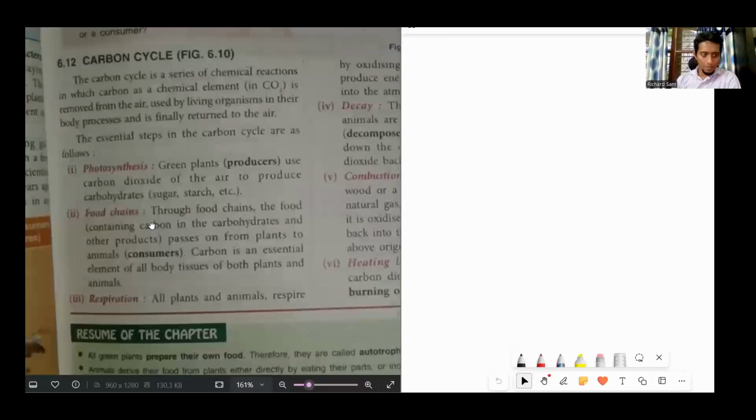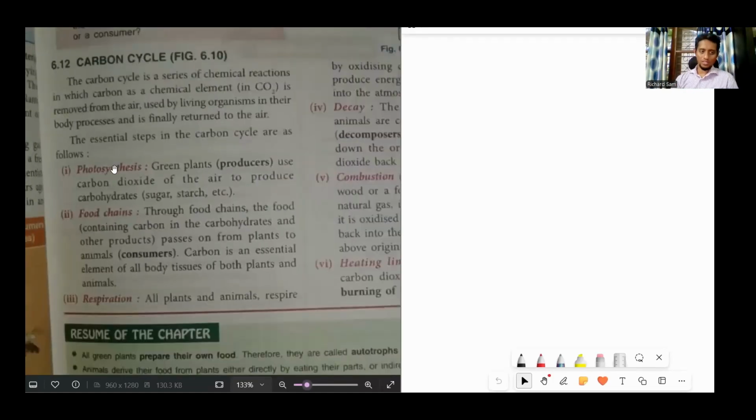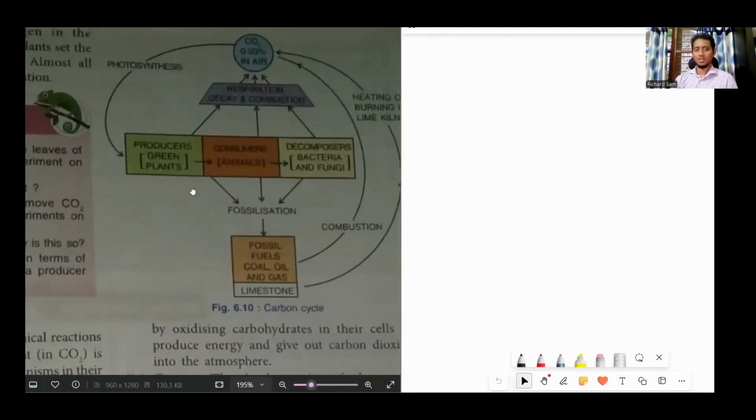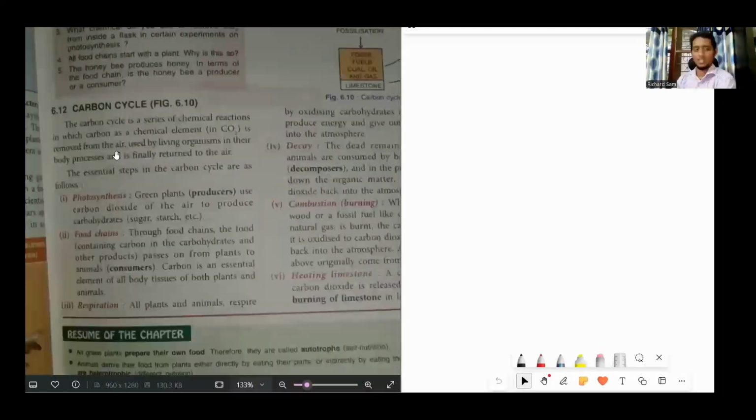So now let's see the points here. First is photosynthesis, that is green plants, they use up the carbon dioxide. Photosynthesis is the only process by which carbon dioxide gets converted into something else, into oxygen. All of these other things produce carbon dioxide. That's why photosynthesis is so important, because it is converting the carbon dioxide into useful substances like oxygen and glucose. Then food chains: through food chains, the carbon passes on from animal to plant or plant to animal.